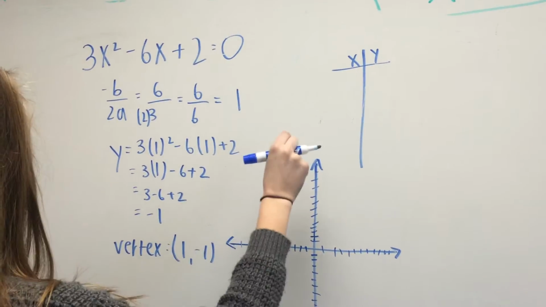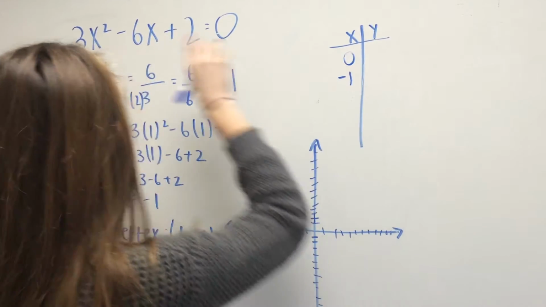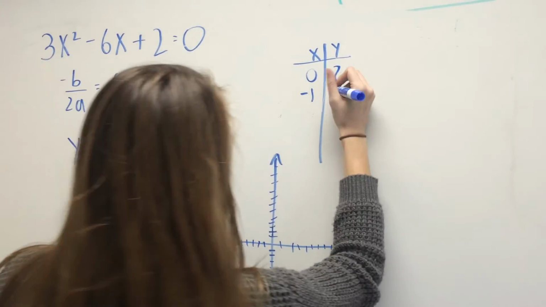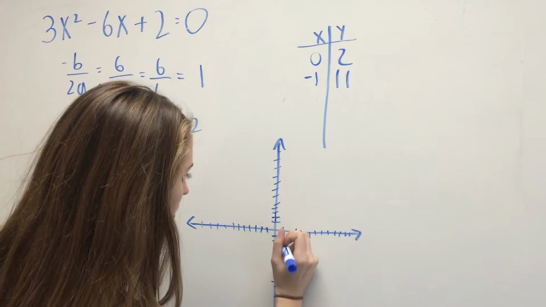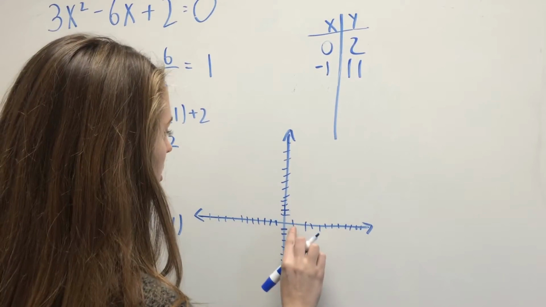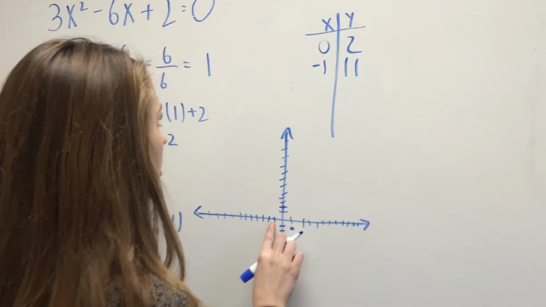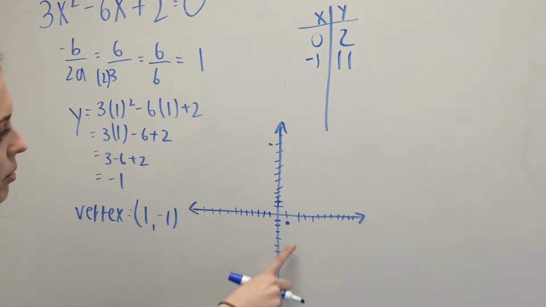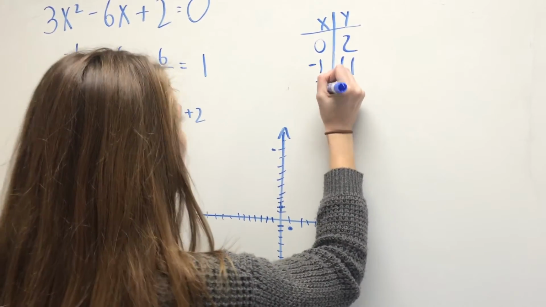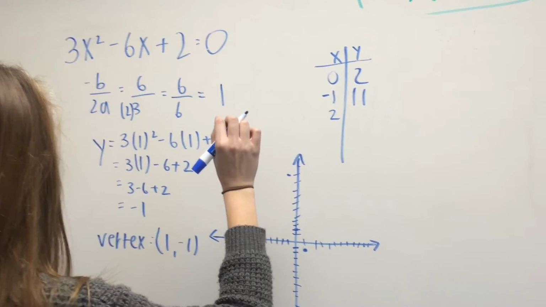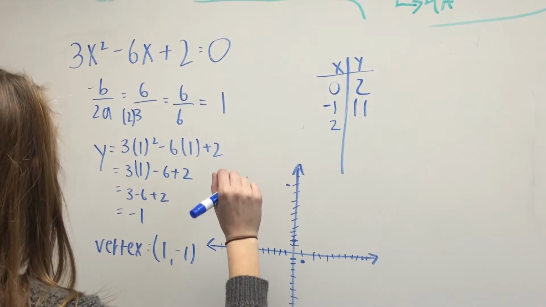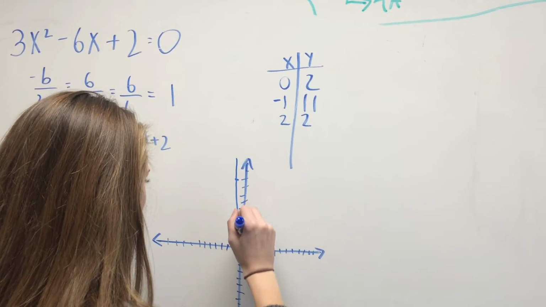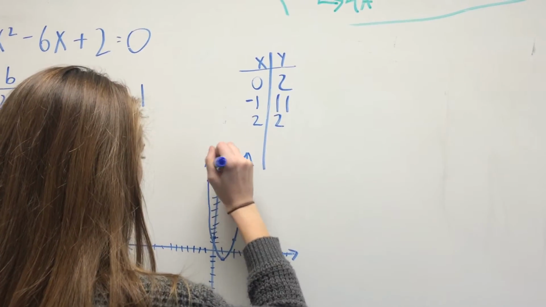Next we're going to plot 2 points. We're going to choose two x values less than the x-coordinate of the vertex. Then we'll find the corresponding y values. Chloe's plotting the vertex (1, negative 1), and then she's going to plot (0, 2) and (negative 1, 11). Chloe's plotting (2, 2) to complete the parabola. Now we can connect the dots and make our great parabola. Don't forget those arrows.